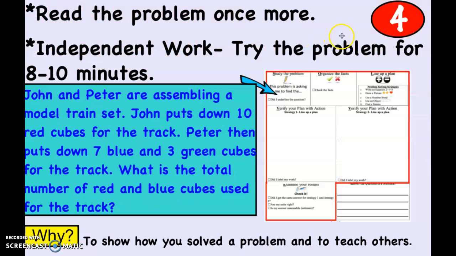Our fourth step, we're going to read the problem once more. Then we're going to work independently for the next 8 to 10 minutes to show our thinking. Remember to use 2 different strategies.